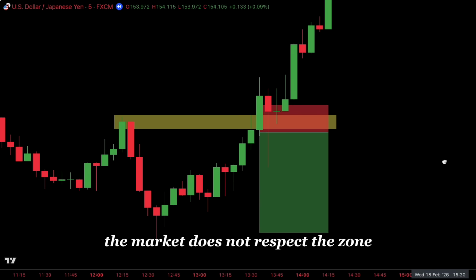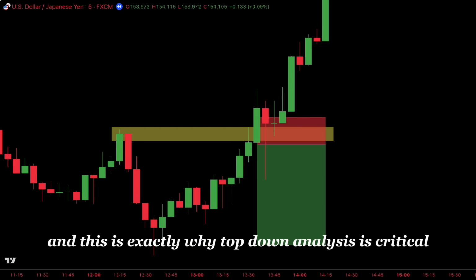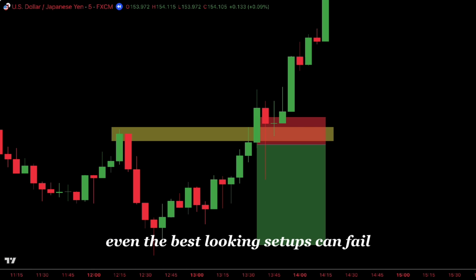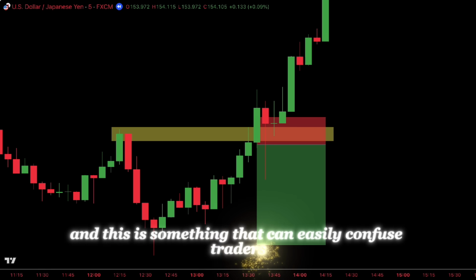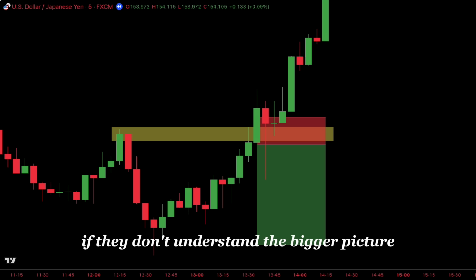The market does not respect the zone, and the trade fails. And this is exactly why top-down analysis is critical, because without alignment, even the best-looking setups can fail. And this is something that can easily confuse traders if they don't understand the bigger picture.